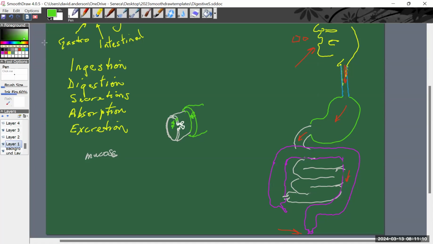I'll show you a nicer picture of this in just a minute. We also have a nerve supply associated with this layer, the submucosal layer, and that's going to be responsible for influencing the rate of secretions produced by these glands found in the mucosal and submucosal layers.